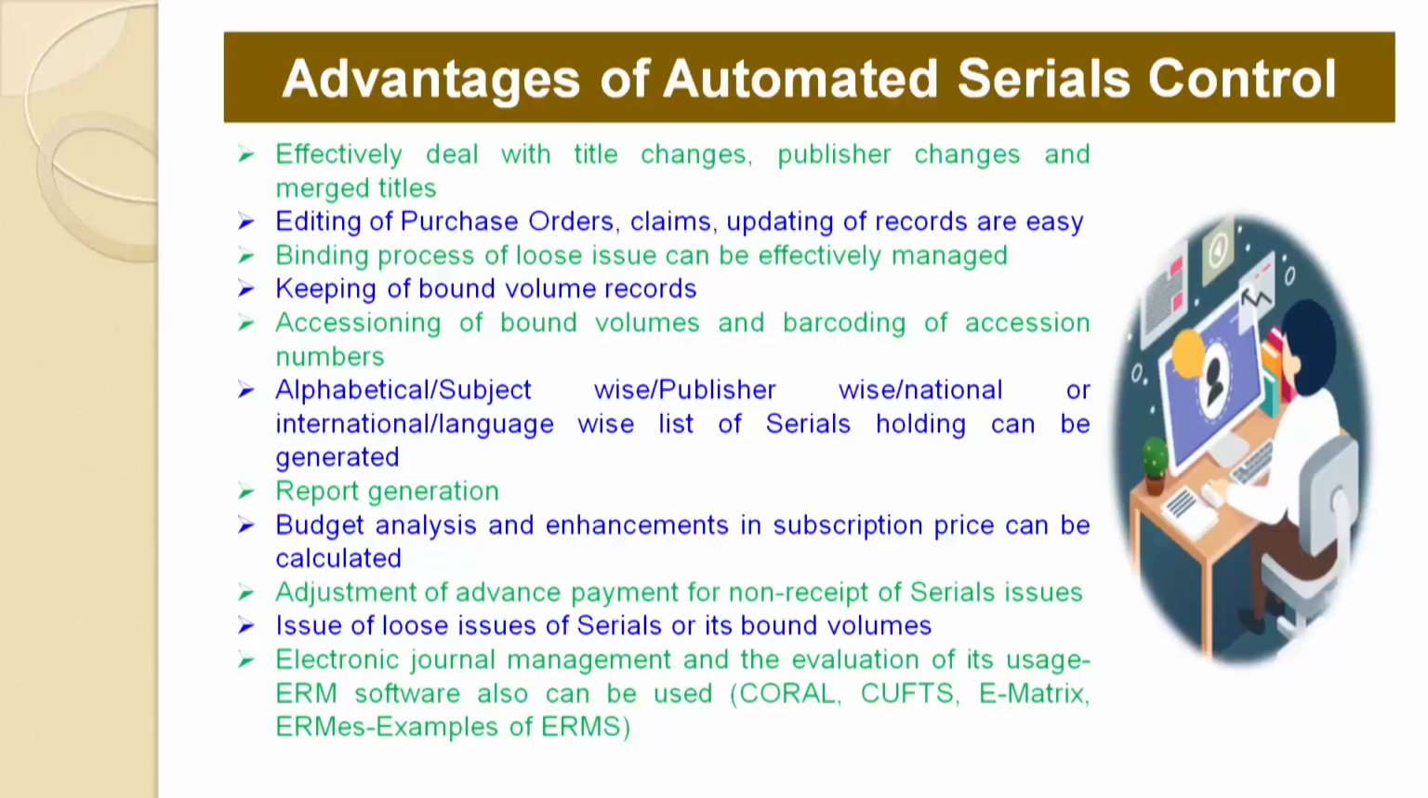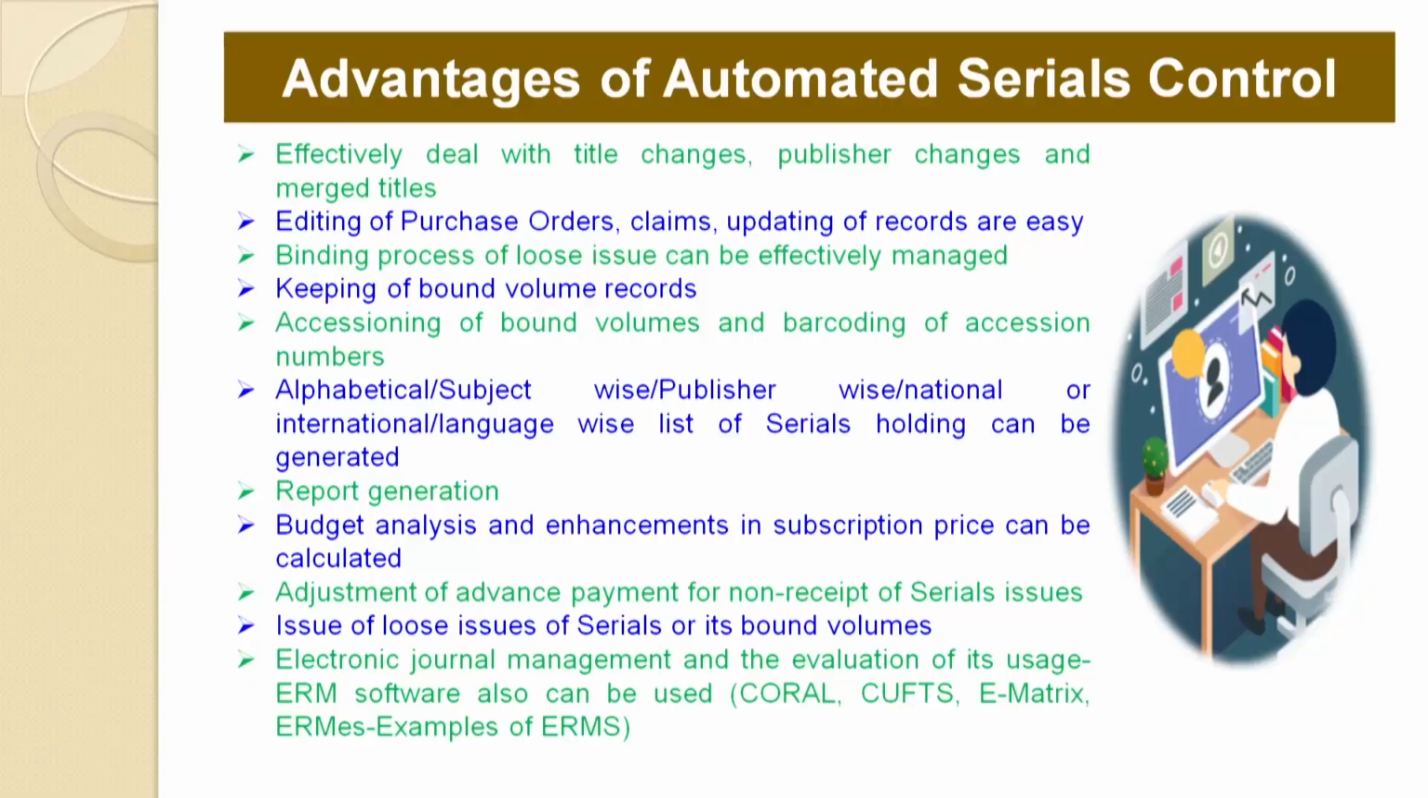Apart from this, you can generate so many reports using a particular module in the serial control. You can make n number of reports which are useful for the users as well as the library. Even the alphabetical list of subscriptions can be made, and publisher wise, national international wise, subject wise, content wise, even price wise. So whatever permutation combination you want to use for segregation or arranging the subscriptions, that can be possible through the reports or the statistics.